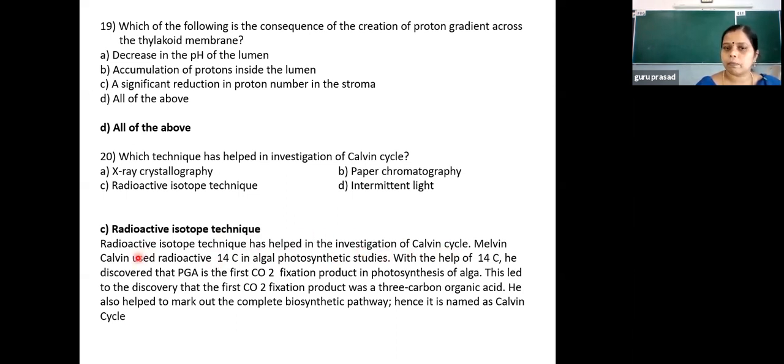A scientist called Melvin Calvin used this radioactive isotope, that is C14 heavy isotope, in algal photosynthesis. With the help of this C14, he discovered that phosphoglyceric acid is the first carbon dioxide fixation product. This led to the discovery that the first carbon dioxide fixation product was a C3 organic acid. It also helped to mark out the complete biosynthetic pathway. That's why this technique is used in the discovery of the Calvin cycle. So which is the correct option? Radioactive isotope technique, where he used carbon 14 as the radioactive isotope. So for question number 20, we have C, radioactive isotope, as the correct option.